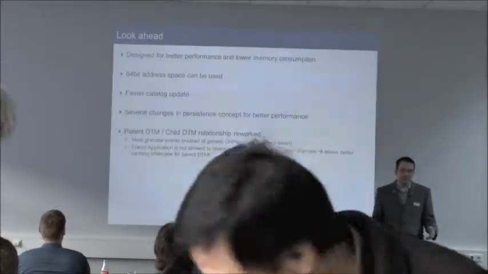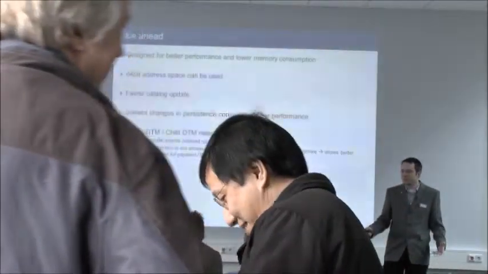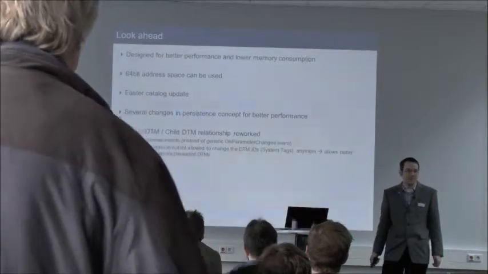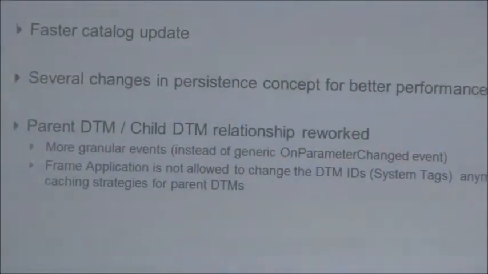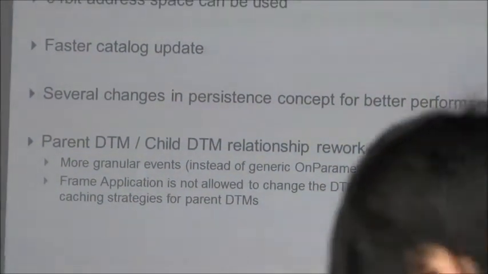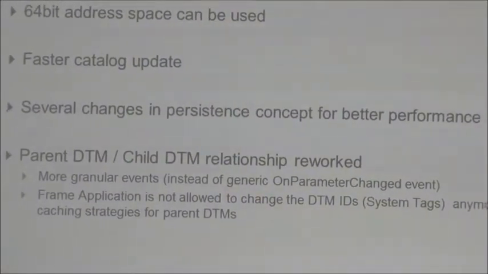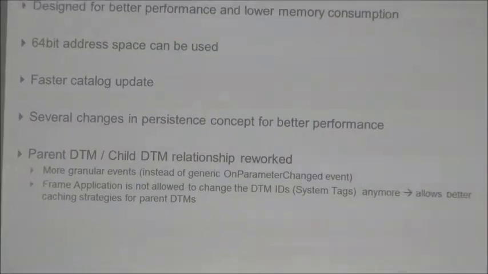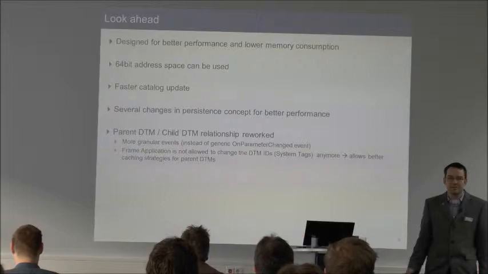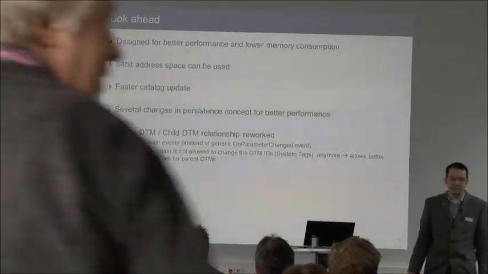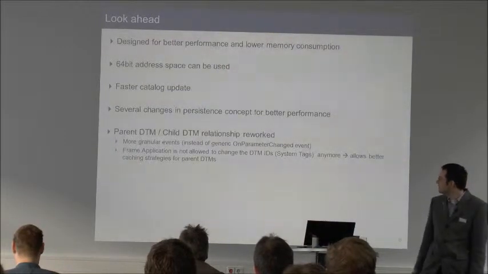Also, the parent-child DTM relationship was reworked. We have more granular events. At the moment, for most cases, we have the one parameter change event. It's a very generic event which is raised when the tag was changed, the address was changed, and so on. And in FDT2, we have more granular events, which is easier for developers for programming.